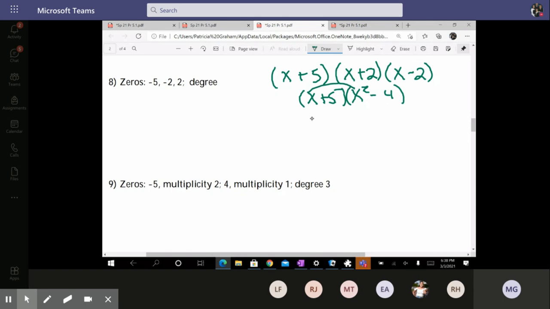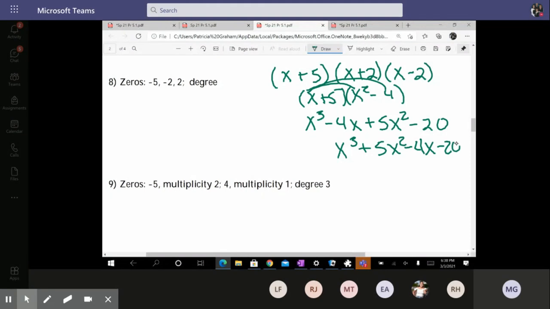So x times x squared gives me x to the third minus 4x plus 5x squared minus 20. X to the third, good. What's that 20? That's your y-intercept, right?